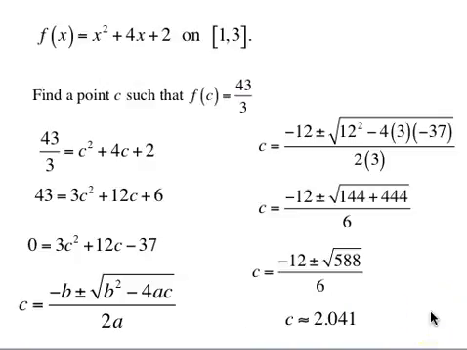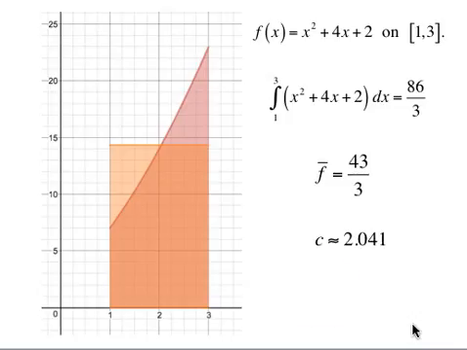And to get a visual of this, choosing the c of 2.041 since that's in our interval, there is the function on the interval from 1 to 3. The area under the curve is 86 thirds. The average value is 43 thirds. That's the height. Notice the width is 2. 43 thirds times 2 is 86 thirds, the area under the curve. And c is just a little bit more than 2. So you can see where this function intersects the height of that rectangle. It's just a little bit more than 2. And that will conclude this lesson.